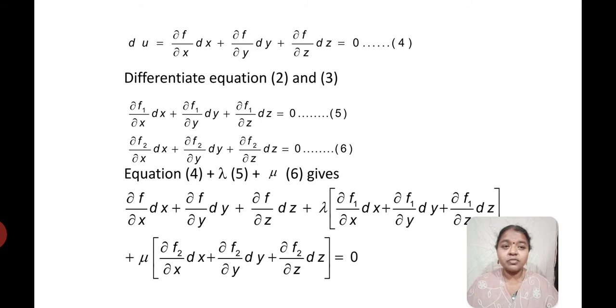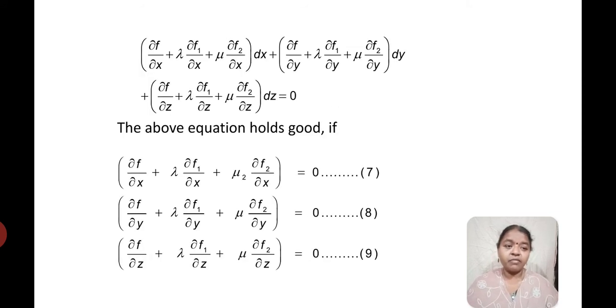What we do is, we would be multiplying equation 5 by lambda, equation 6 by mu, and add it along with equation 4. When I do that, the first three terms is equation 4 plus lambda times your equation 5 plus mu times your equation 6 is equal to 0. Now when you look into this, you know there are 3 dx terms, 3 dy terms and 3 dz terms. So we can take dx, dy and dz common.